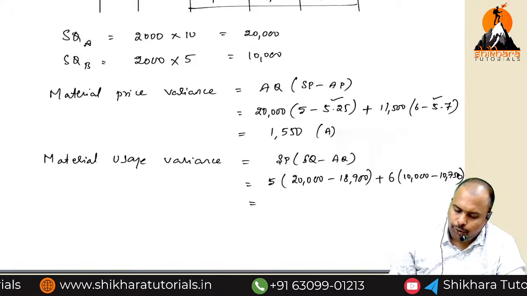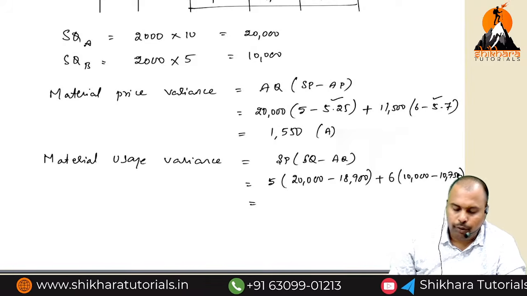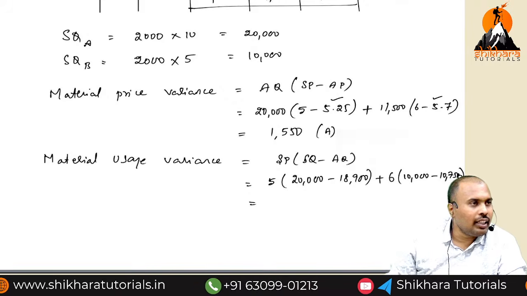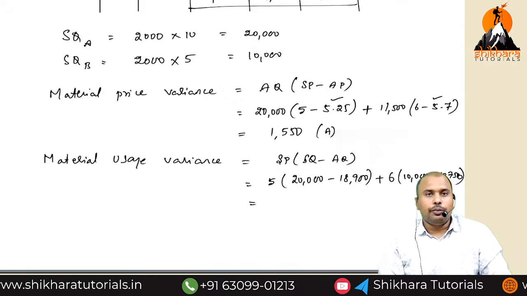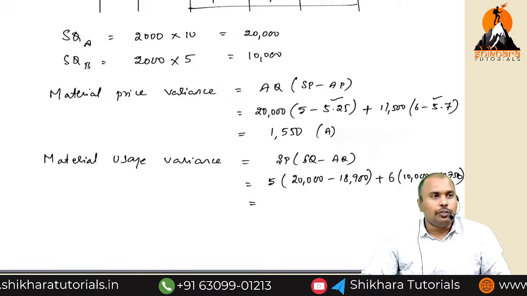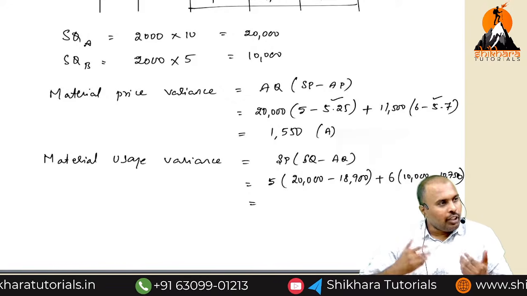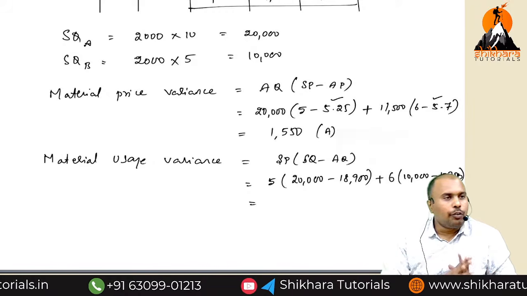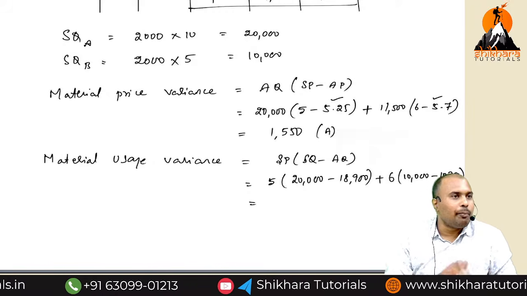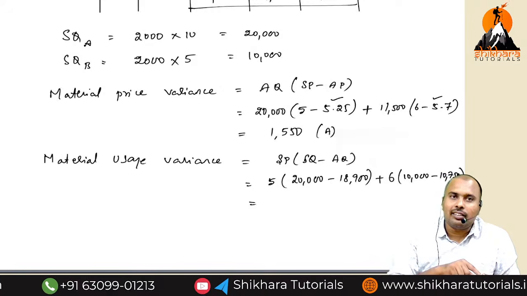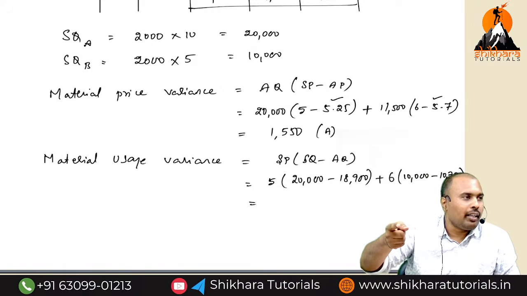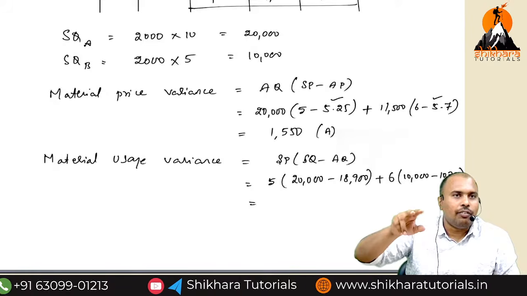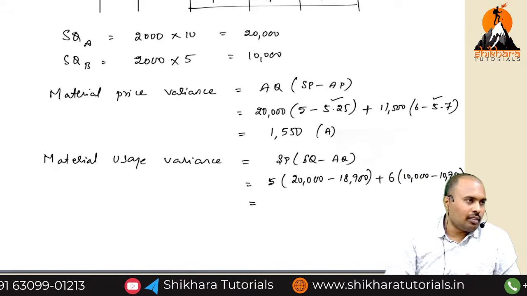Understood, right? Or else you do 5 minus 5.25 into 20,000. You know that it is a negative. If it is negative, directly take M plus only. If you want to use M plus, then 5 minus 5.25 into 20,000, M plus only. Don't do M minus. Why? Because already your answer is negative. Again, if you do M minus, it will set off and give a positive answer.